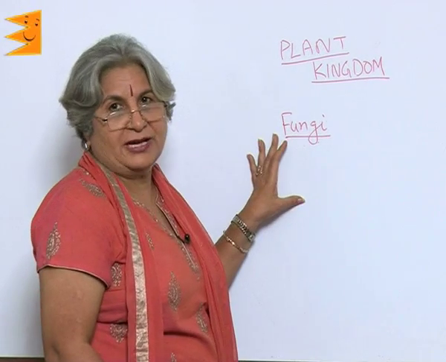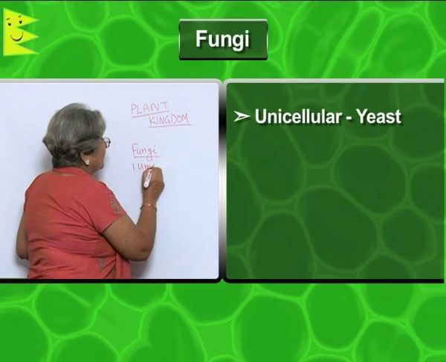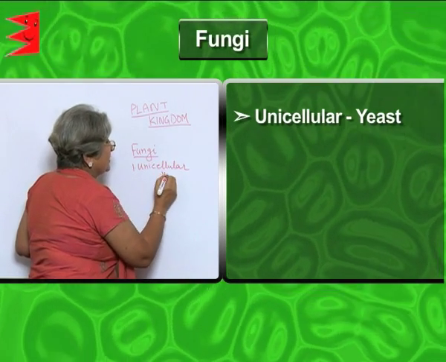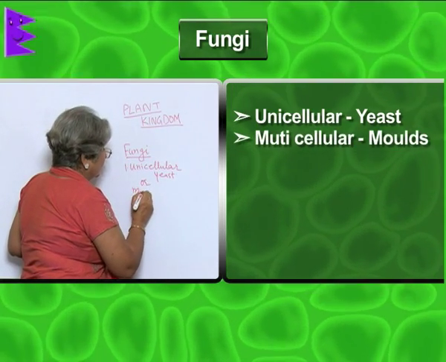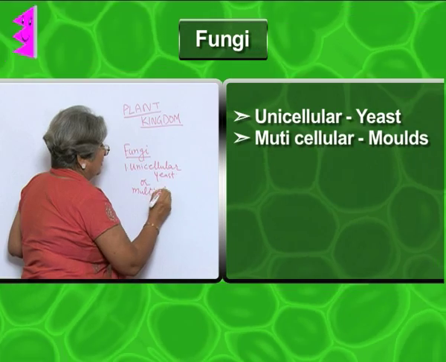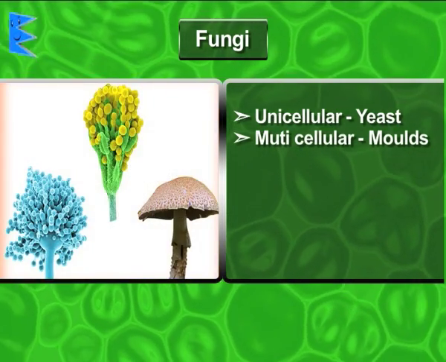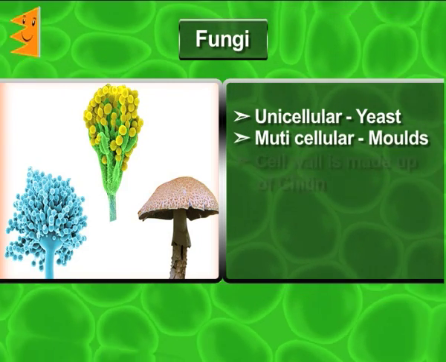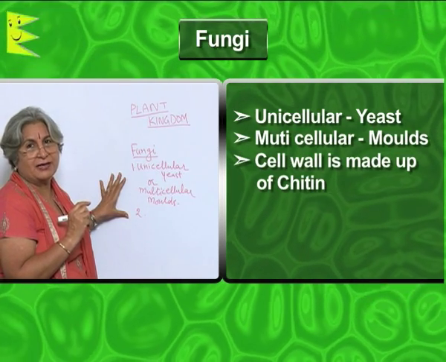Next is fungi. The fungi can be unicellular, as in the case of yeast, or multicellular, as in the case of molds. They have a cell wall, but it is not made of cellulose, it is made up of chitin.